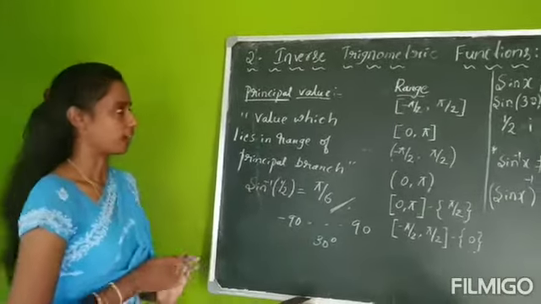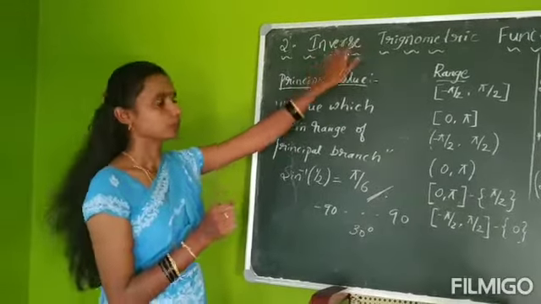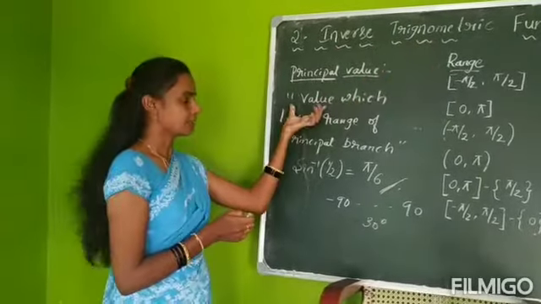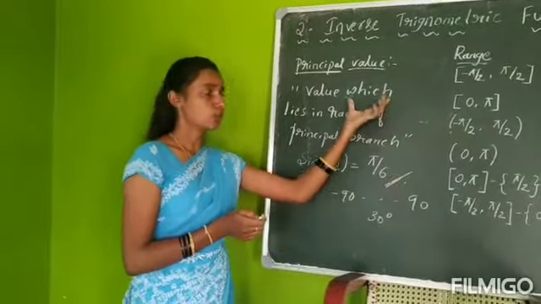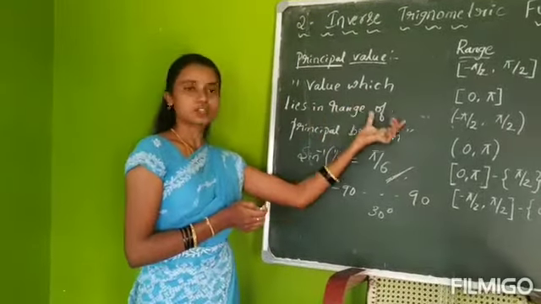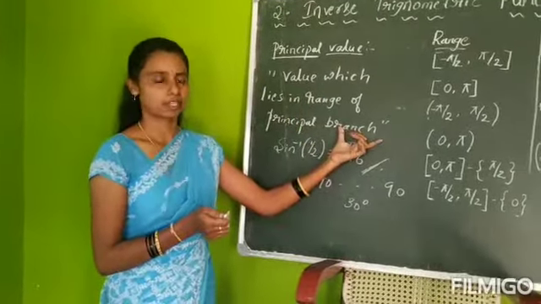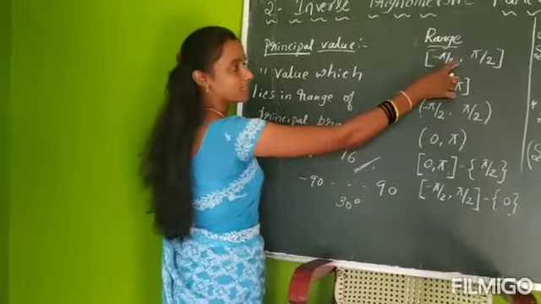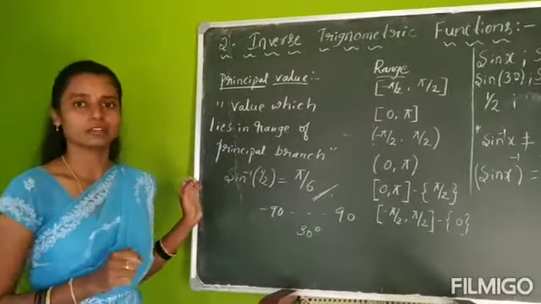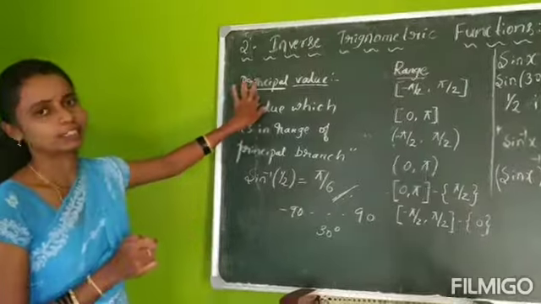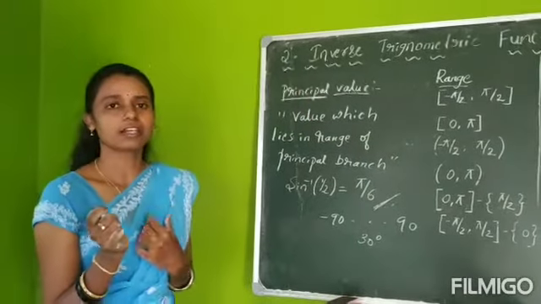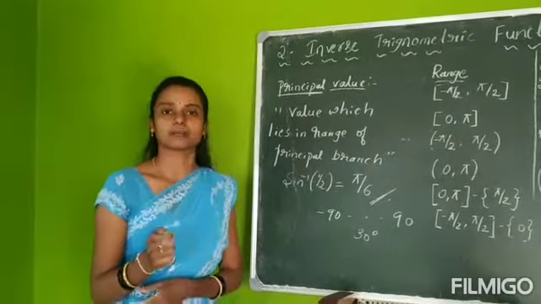So hence we can define the principal value of an inverse trigonometric function: it is a value which lies in the range of the principal branch. This value lies in the range of the principal branch, hence this is the principal value of an inverse trigonometric function.